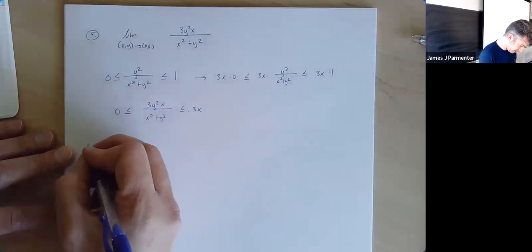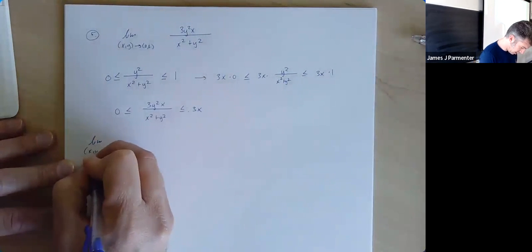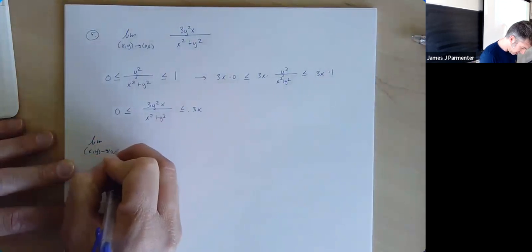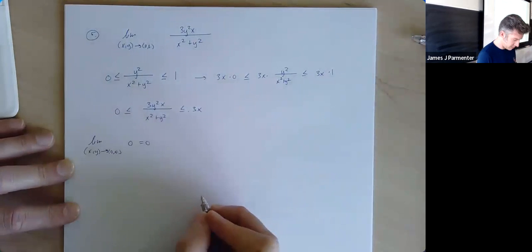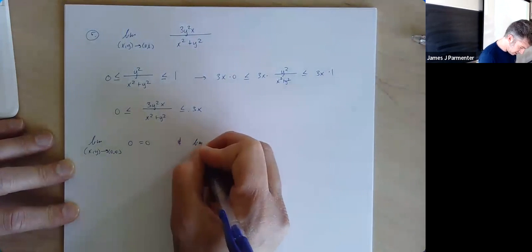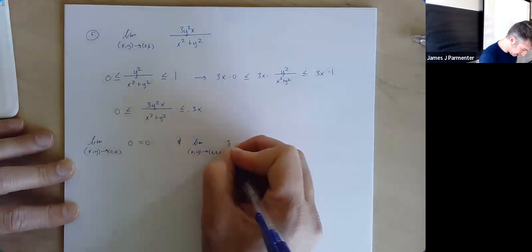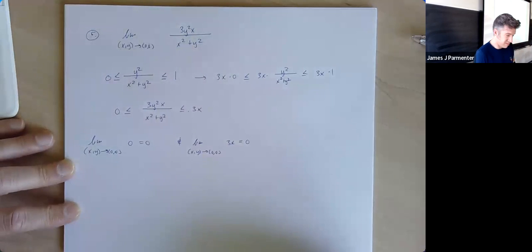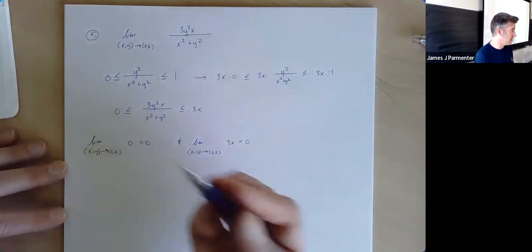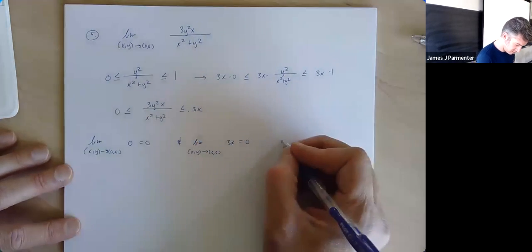And then, just like before when we used the squeeze theorem, if I take the limit of both of these parts, if I take the limit as x, y goes to 0, 0 of 0, I get 0. And if I take the limit as x, y goes to 0, 0 of 3x, I also get 0. So by the squeeze theorem, this middle thing's limit has to also be 0.